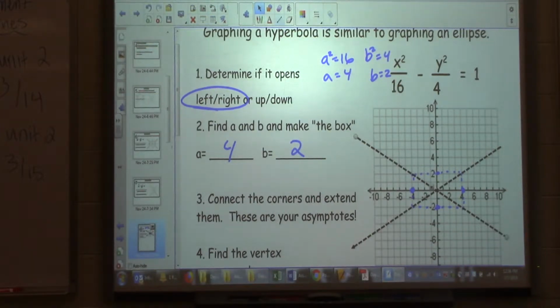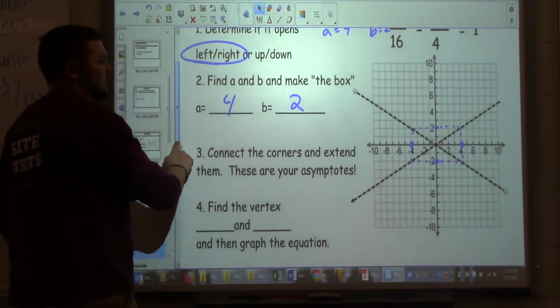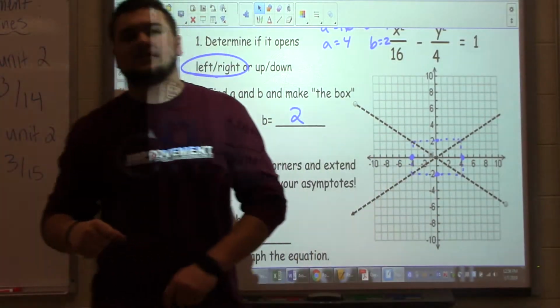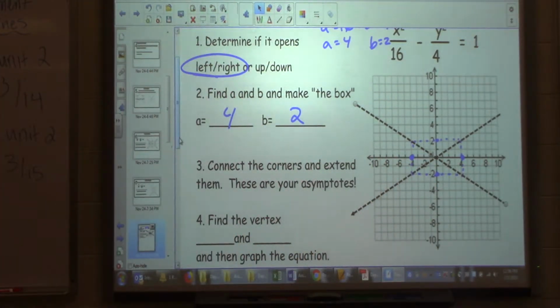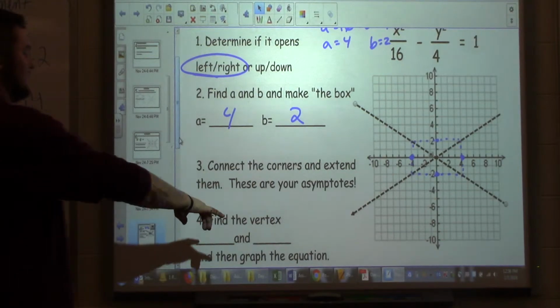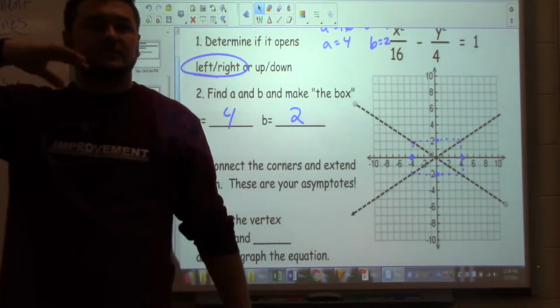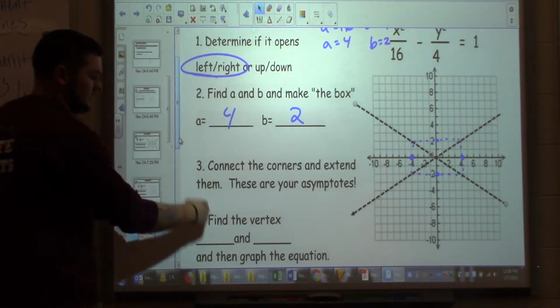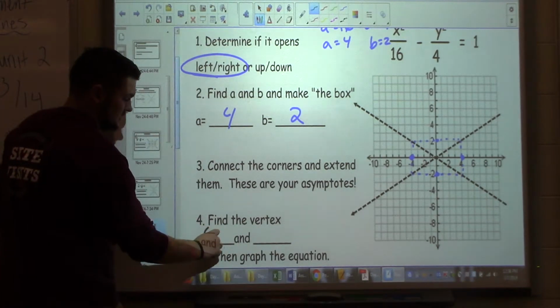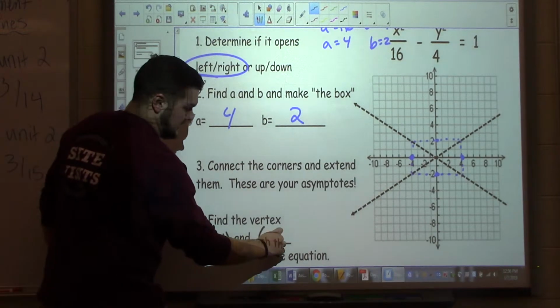Does anyone remember what an asymptote is? Funny word. So, an asymptote means that our graph is going to get really, really close to those lines, but never actually touch it. It cuts that line off. It tells it where it can't go past. Alright? So, the vertices are always our A value here. Right? So if x was first, it's going to be A, 0, negative A, 0. So it's going to be 4, 0, negative 4, 0.